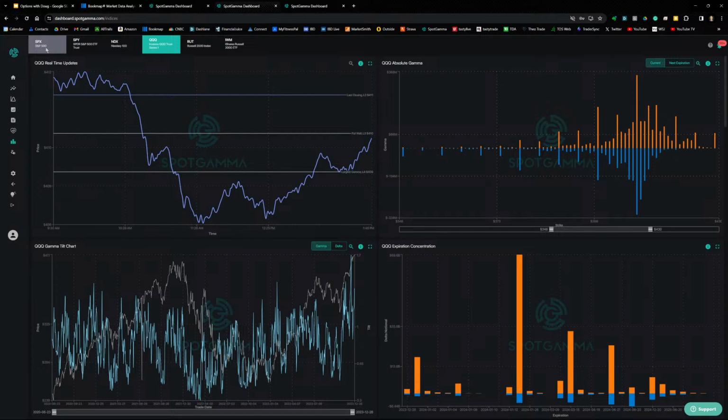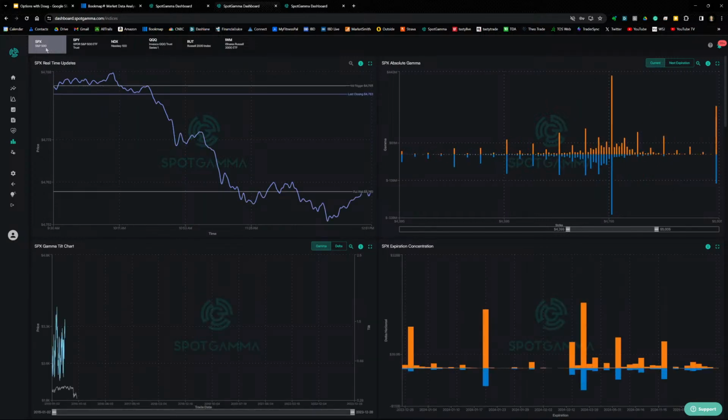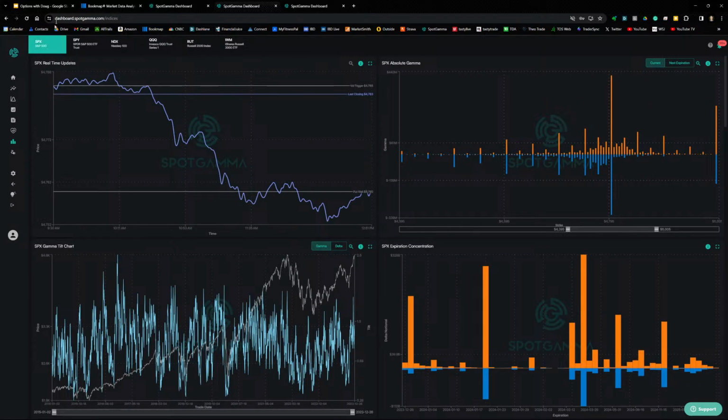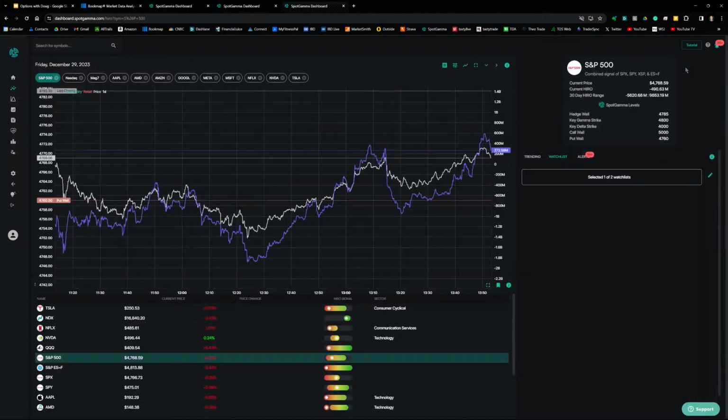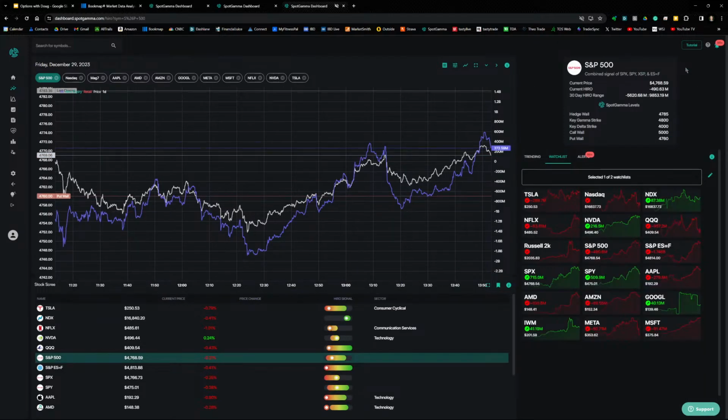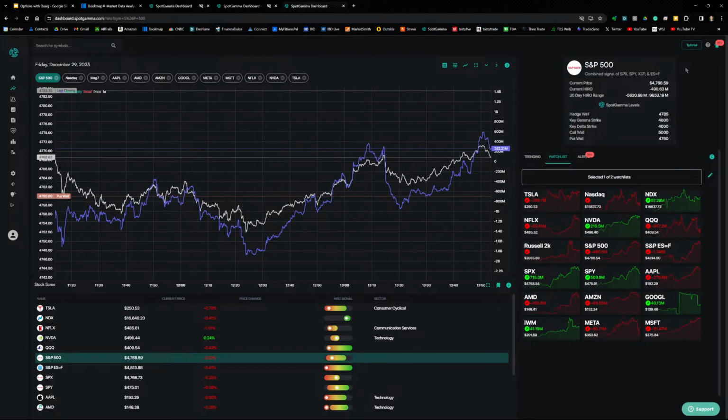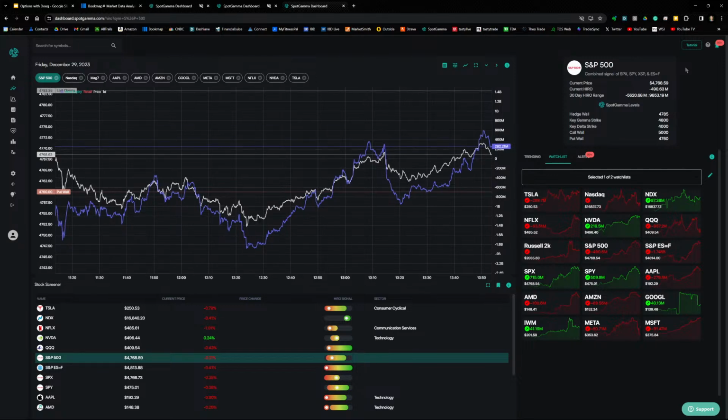All right, let's take a look at some setups now. The first thing that I want to do is take a look and see what options traders have been doing today. Let me zoom out. This is the hero signal, hedging impact real-time options. This is available to SpotGamma subscribers. The hero signal, hero stands for hedging impact real-time options.